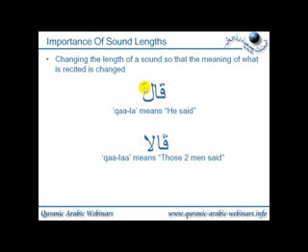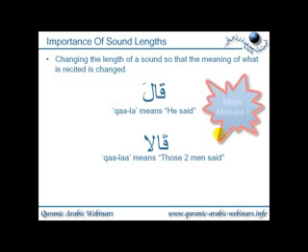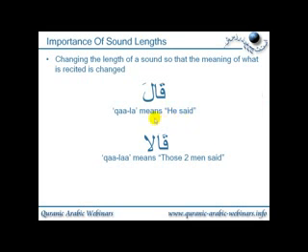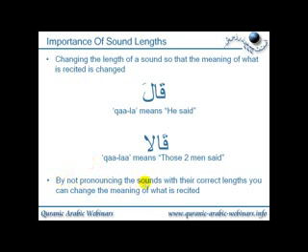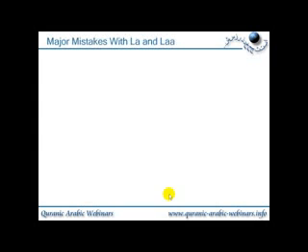So if we accidentally read the first word as Qaalaa, we would change the whole meaning of the sentence, and this is known in Tajweed as a major mistake, and you are not allowed to make these major mistakes. So when you're pronouncing your vowel sounds, you must concentrate and be careful that you know what length of sound you are pronouncing. So again, by not pronouncing the sounds with their correct lengths, you can change the meaning of what is recited.